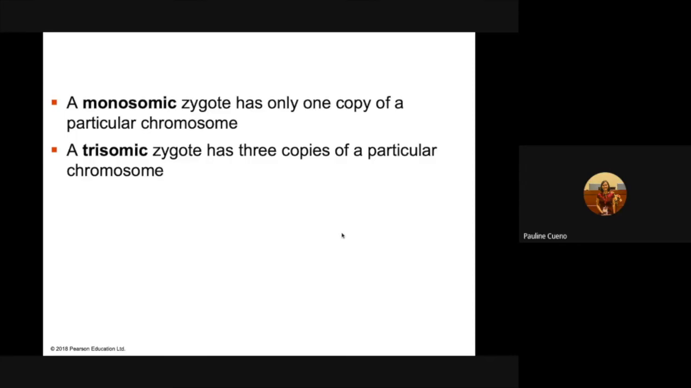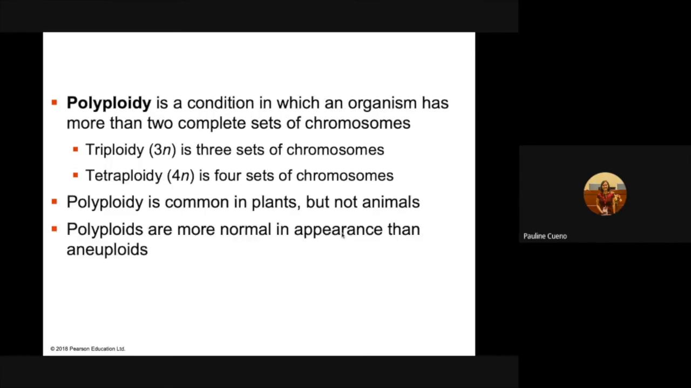And then, there is also a condition wherein we have a trisomic zygote. When we say trisomic, from the name itself, trisomic, so there are three copies of a particular chromosome. So, ang example, kapag trisomy 21, ibig sabihin, there are three copies of the 21st chromosome. Yun yung aneuploidy. We are talking about a specific chromosome. And then, there is also what we call the polyploidy.